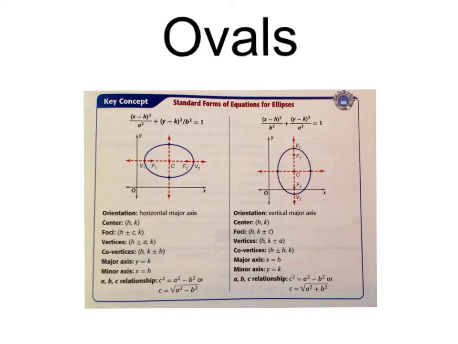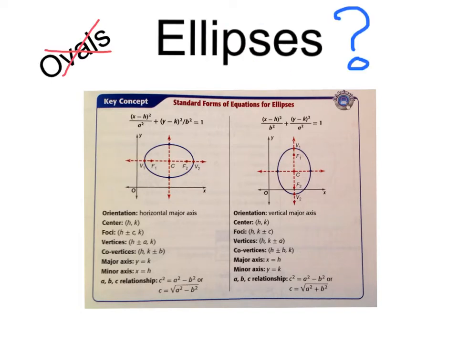Good day, everyone. We're going to be talking about ovals. Ellipses? Ding! Ellipses are ovals, but not all ovals are ellipses. Mr. Zonka, why you gotta make things so confusing? Alright. For now, just think of the term ellipses.